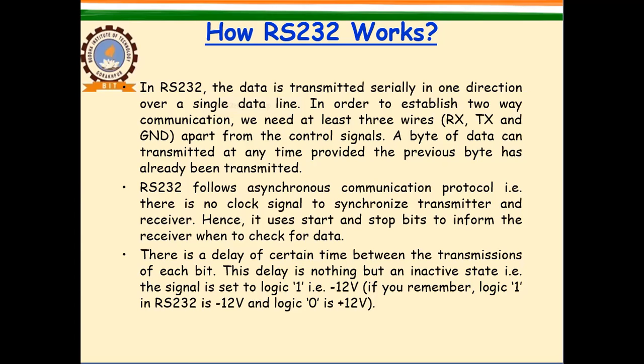There is a delay of a certain time between the transmission of each bit. This delay is nothing but an inactive state, that is, a signal is set to logic 1 and then the signal goes to logic 0. So there is a change of, you can say, 24 volts. If it changes from plus 12 volts to minus 12 volts, then there is a change of 24 volts between both the logics, from logic 1 to logic 0. So it takes some time for transmitting data.